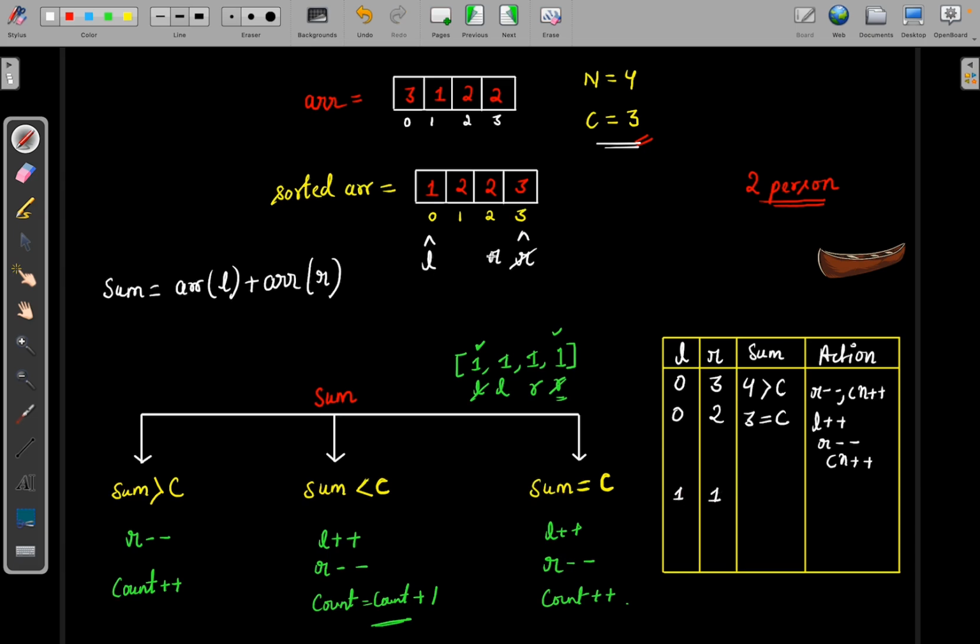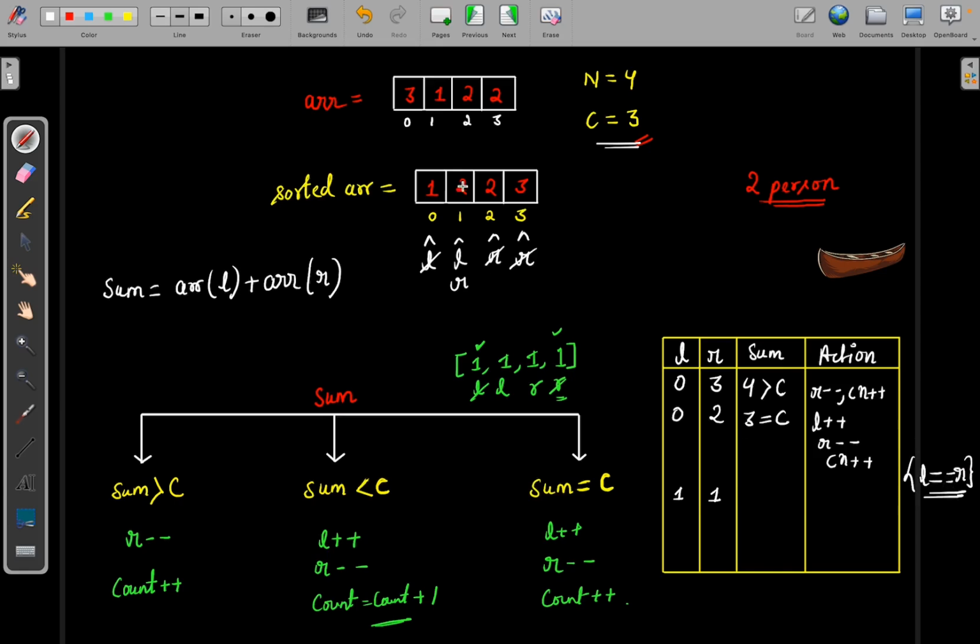Right now, this is a very beautiful case. My L is here and my R is also here. Both are pointing to the same element, the same weight. So if I am adding weight, what do you think? Should I stop here only? Yes, because if I add these 2 plus 2, it will be 4, which is greater than capacity. But this doesn't make sense because this is a single weight only. So whenever your L is equal to R, you will simply stop there only.